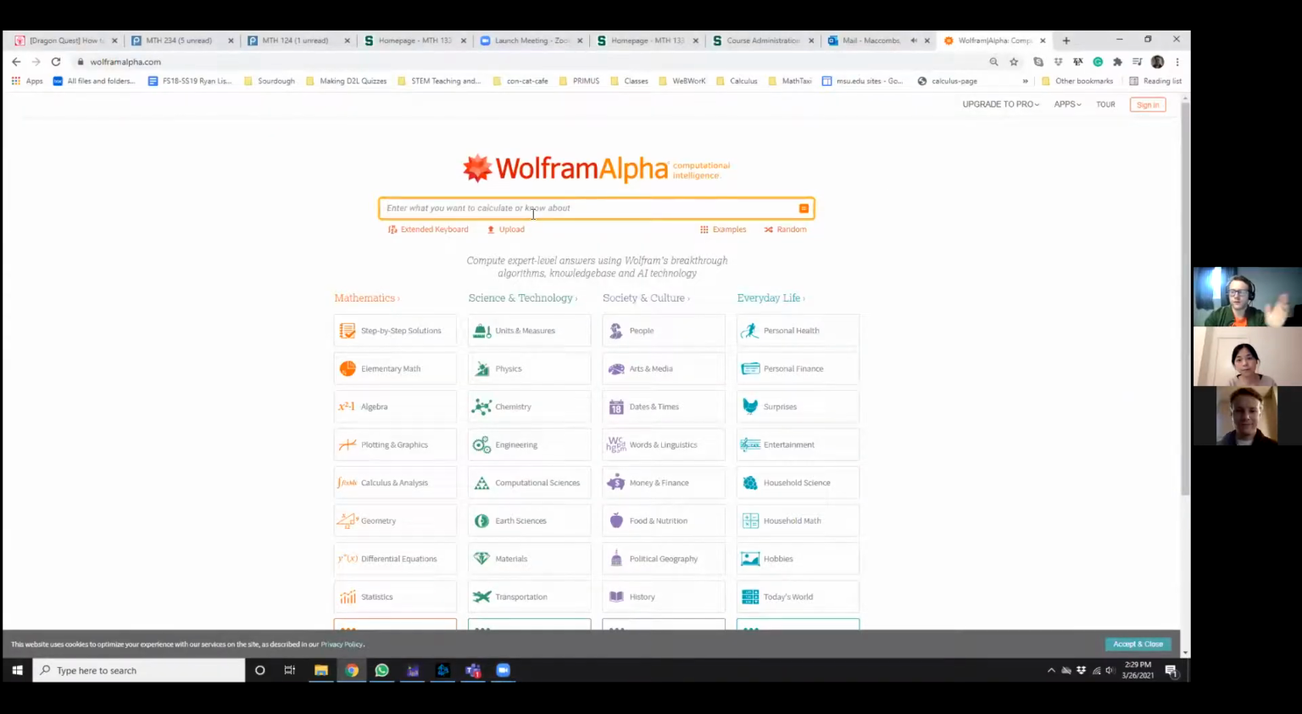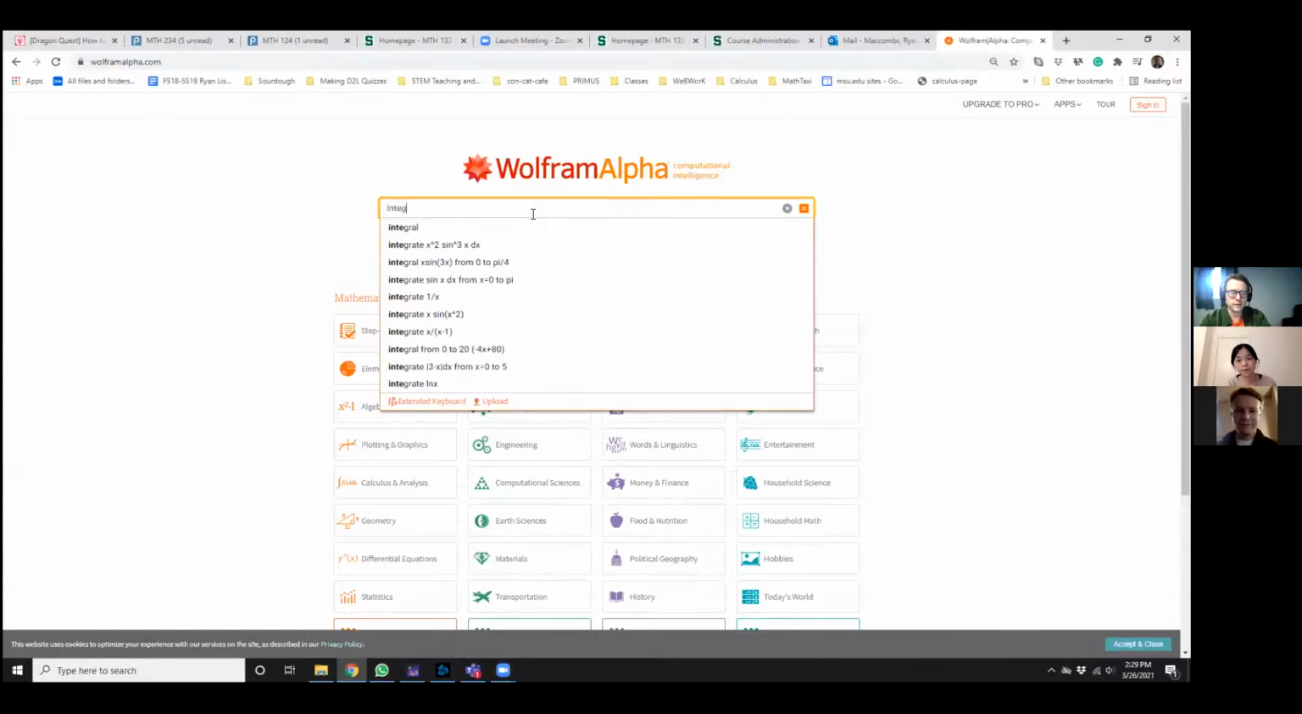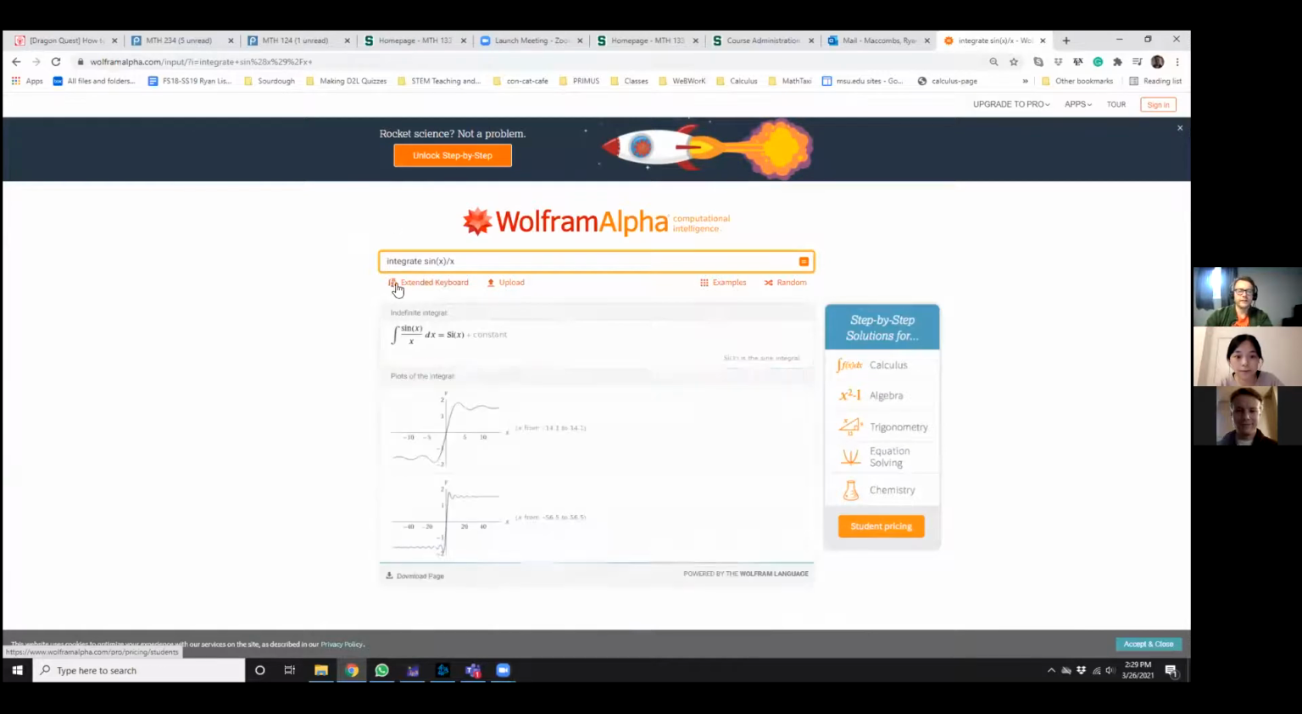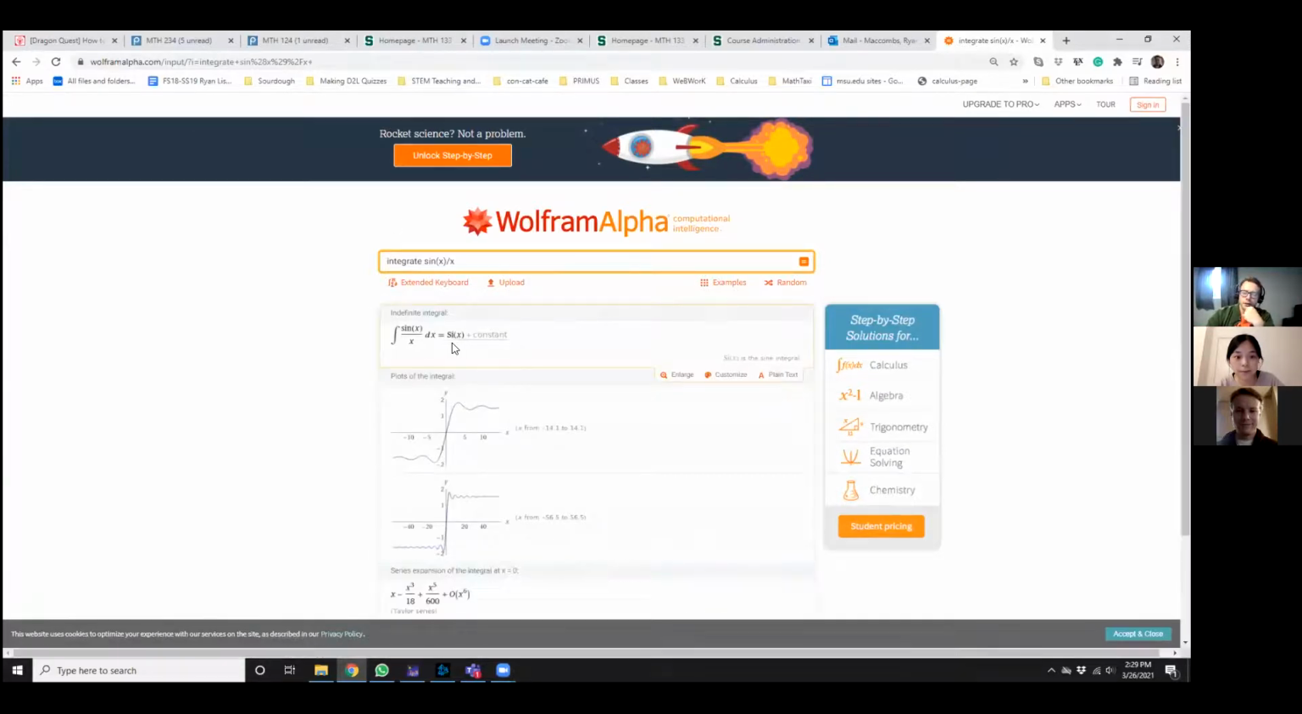I'm just on Wolfram Alpha. This is as good as any. I'm going to integrate sine of x divided by x. Let's just see what it gives us. Integrate sine of x over x. Here's the answer.